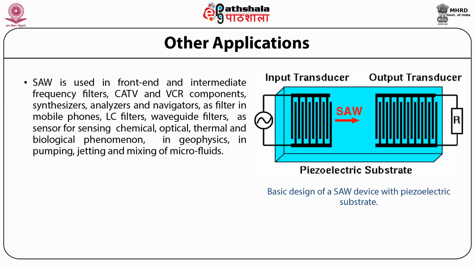SAW is used in the front end and intermediate frequency filters, CATV and VCR components, synthesizers, analyzers, and navigators, as filters in mobile phones, and there are various other applications like for the LC filters, waveguide filters, as a sensor for sensing the chemical, optical, thermal, and biological molecules.